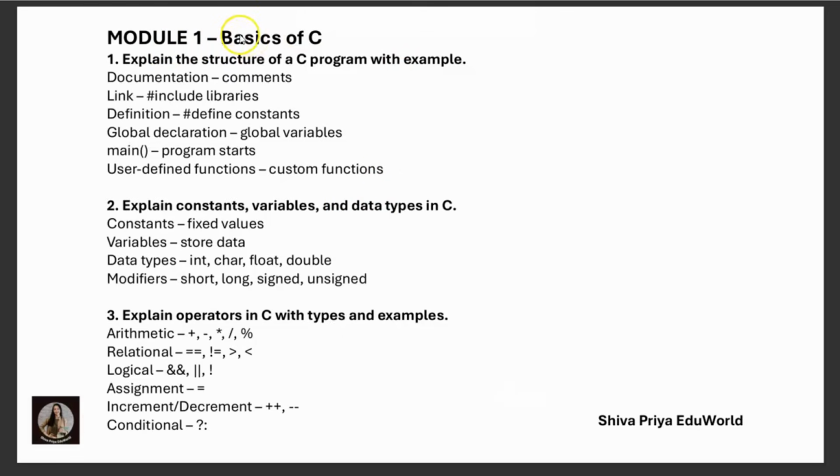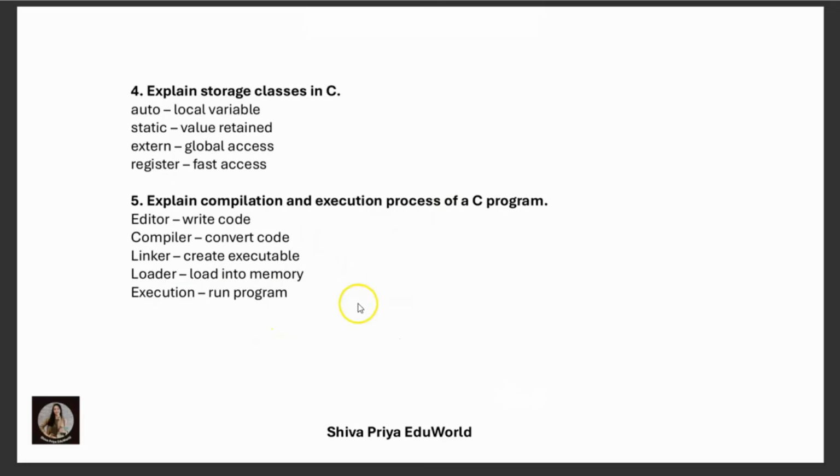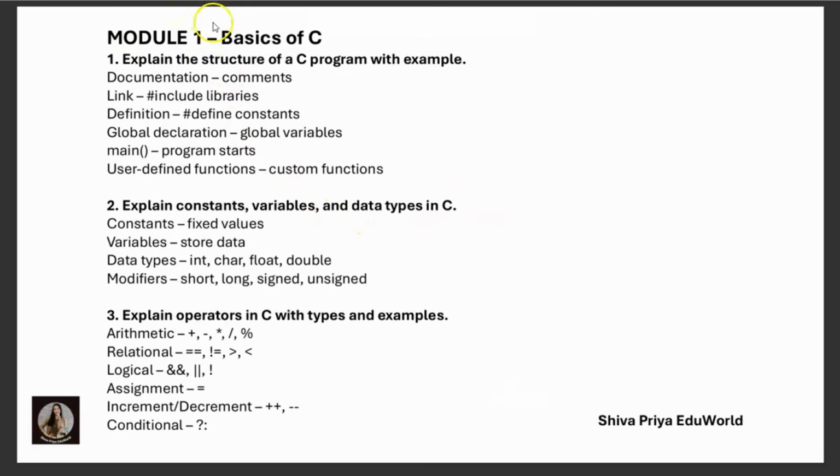Here module 1, it is completely the basics of C programming and the basics of programming as well. Let us see. Explain the structure of C program with example and explain constants, variables and data types in C. Explain the operators in C with the types and examples, and explain the storage classes in C. Explain the compilation and execution process of the C program. These are all the 5 most important questions in module 1. It is completely about the basics of C programming.